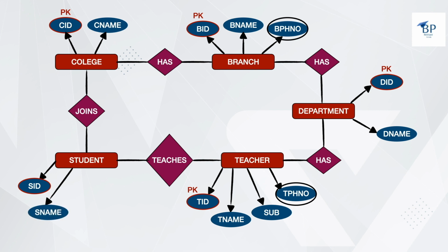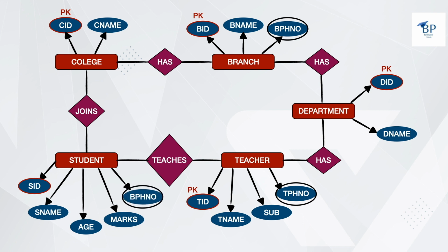Now hope you understood how to draw an ER diagram. But we missed one thing. We have to make cardinality between entities. What is cardinality? I have already told you, right? The relationships of one to one, one to many, many to many. These relationships we have to make in between the entities.